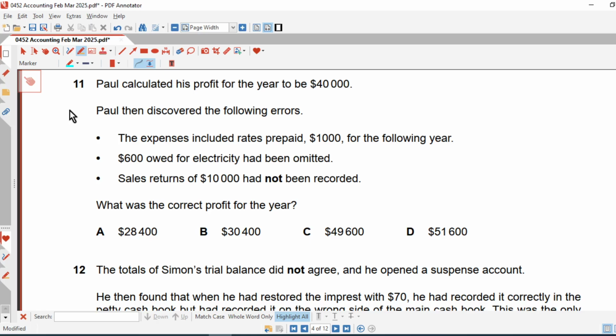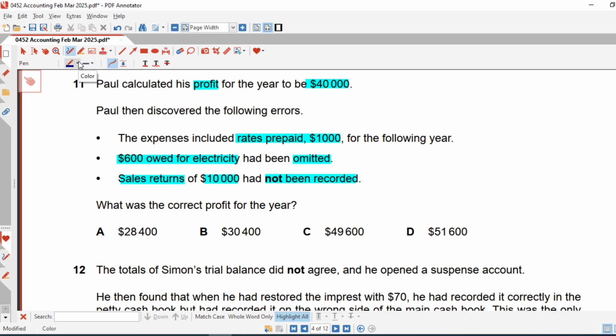Okay, now, question 11. Paul calculated his profit for the year to be 40,000. Paul then discovered the following errors. The expenses included rates prepaid 1,000 for the following year. 600 owed for electricity had been omitted. Sales returns of $10,000 was not recorded. So what was the correct profit for the year?